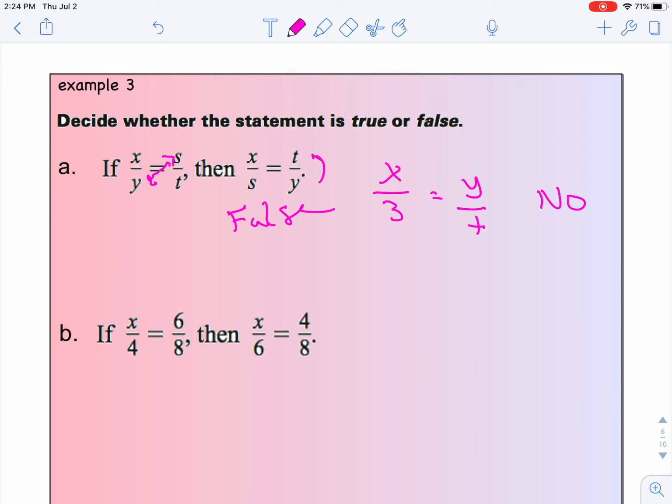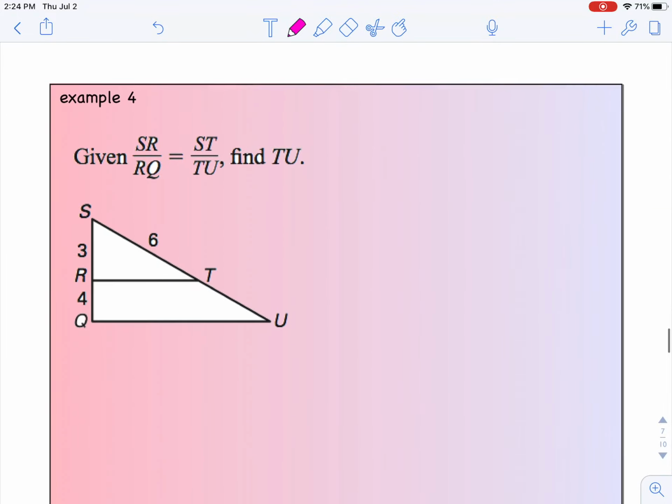The second example. If x over 4 equals 6 over 8, then x over 6 equals 4 over 8. So they moved the 6 down here, so the 4 should come up there, and it did. So this is, yes, this is true. So in example 4, we're going to set up those ratios and actually use it to solve.